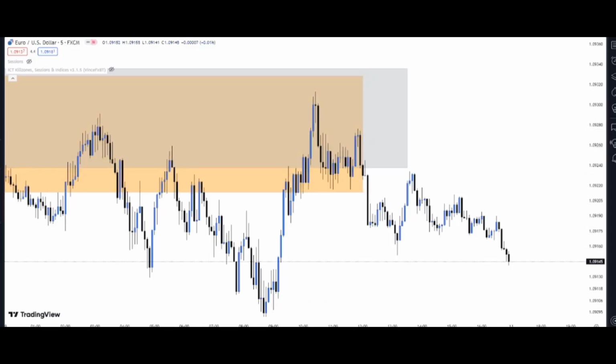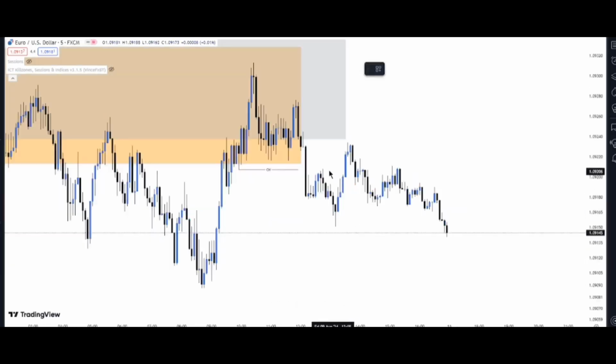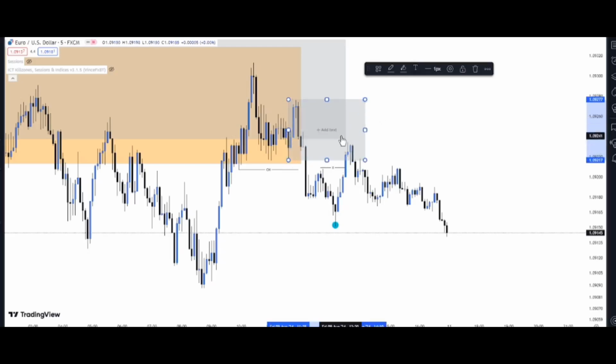You need CHoCH. Where is your CHoCH here? This is your CHoCH here, guys. Simple. So this is your change of character, because it closed above this break of structure. So you will need inducement in this case. Look at your inducement here. So when price took out that inducement, where is your area of interest? Look at your area of interest here. That's why price is reacting the way it's reacting. It's your area of interest. Simple. So price came into it and reacted, and it's now going down.